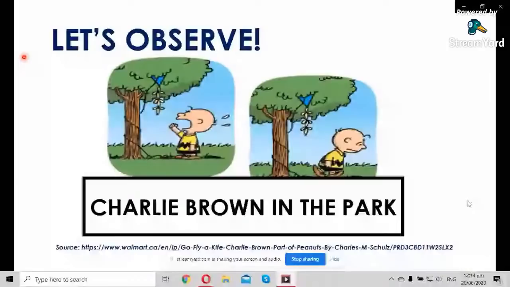Great job! Now, let's talk about what do you see in the picture? Do you see a boy? Great! That is correct. How about a tree? Do you see a tree? Wonderful work! That is also correct. How about a kite? There you go. You got it. Nice work. Now, let's read the title of the picture. Charlie Brown in the park. Say.